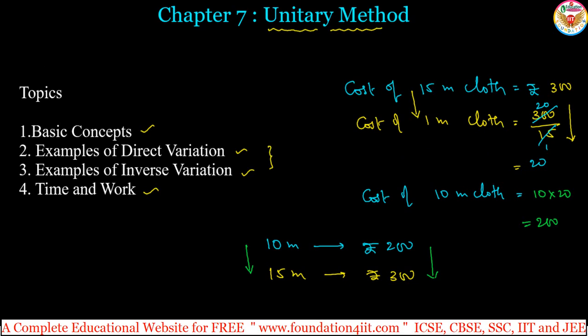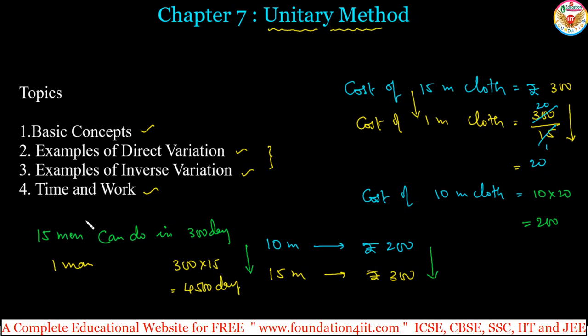Inverse variation is exactly opposite of direct variation. Let us take one example. 15 men can do one work in, let us take, 300 days. If 15 members take 300 days, only one man will take more days, that is 300 into 15. So 4500 days is needed to complete the same work.